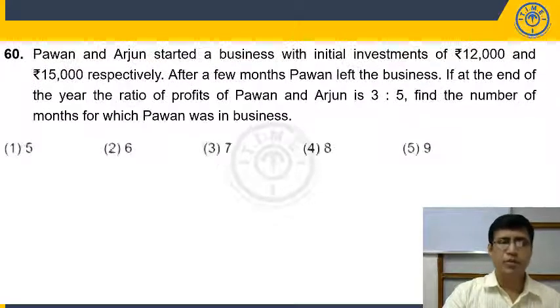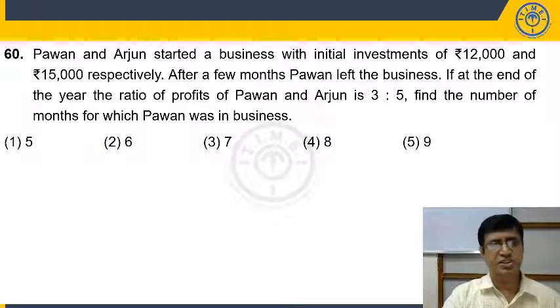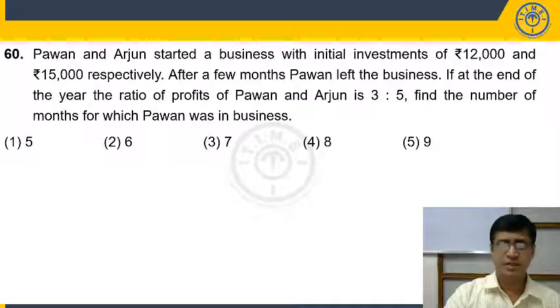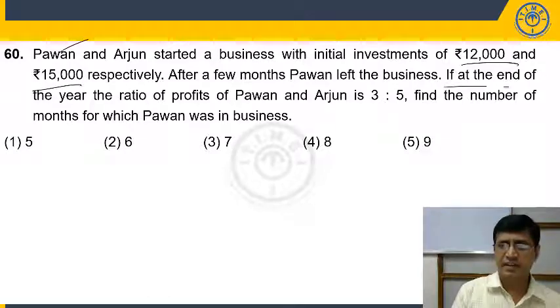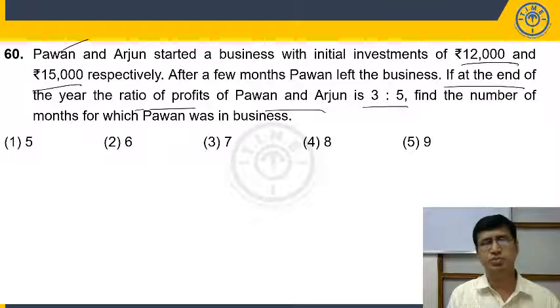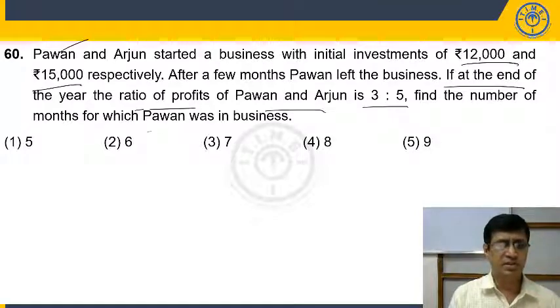Now look at the next example on your screen. Question number 60. Pawan and Arjun started a business with initial investments of 12,000 and 15,000 respectively. After a few months, Pawan left the business. If at the end of the year, the ratio of the profits of Pawan to that of Arjun is 3:5, find the number of months for which Pawan was in the business.